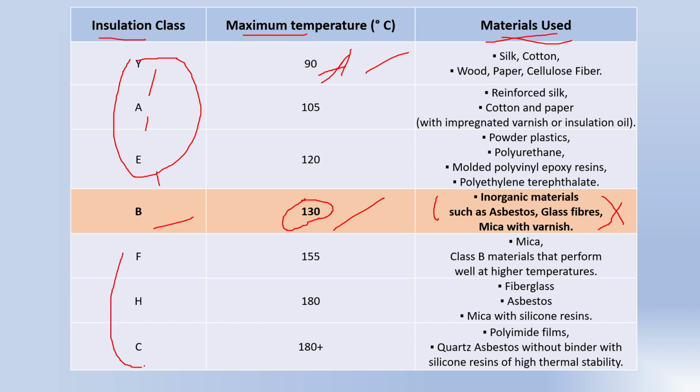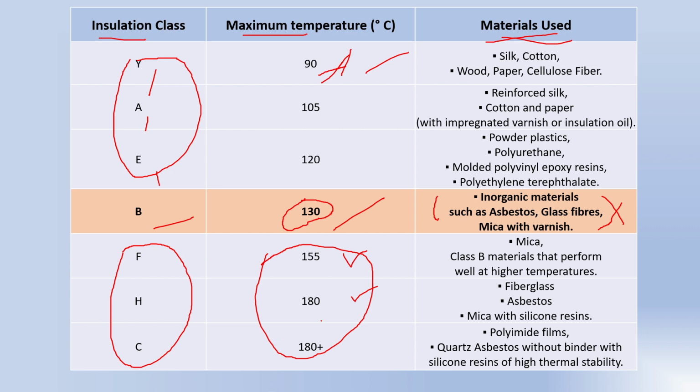The remaining classes F, H, and C are very high ranges. They should be used in very big motors, generators, transformers, or any appliances we use in circumstances of more heat, any heavy heating area, like a steel plant or wherever a high range of temperature is available. We will use these high range insulation class materials to keep our equipment safe.